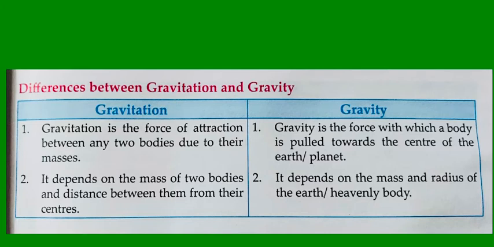And number two, in the case of gravity, it depends on the mass and radius of the earth or heavenly body. This is also defined by a formula. In the case of gravity, the formula is F equals capital G, capital M, small m upon r square, and in the case of gravitation, the formula is F equals capital G, small m1, small m2 upon d square.